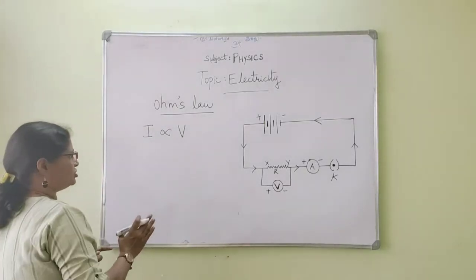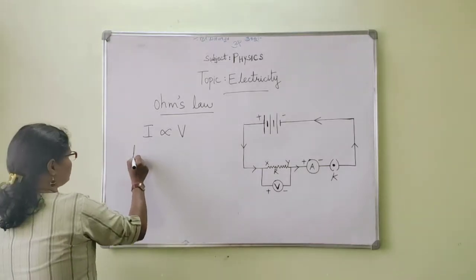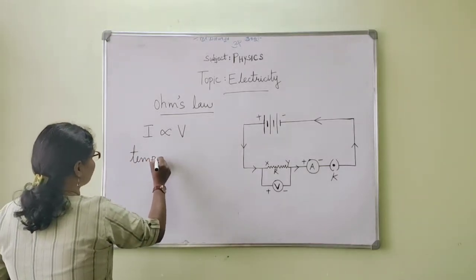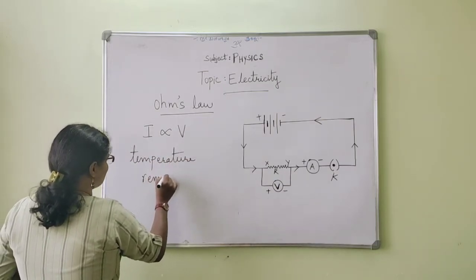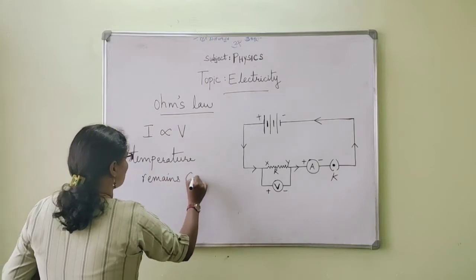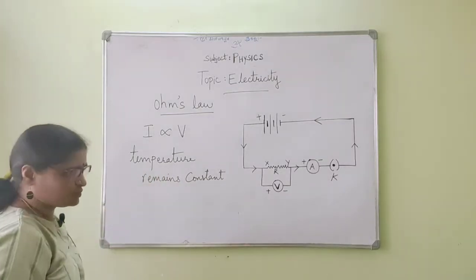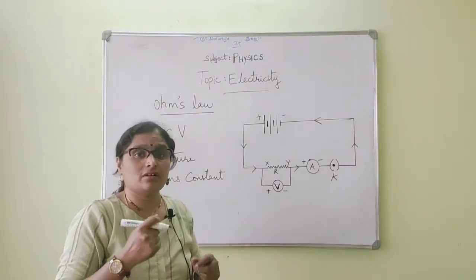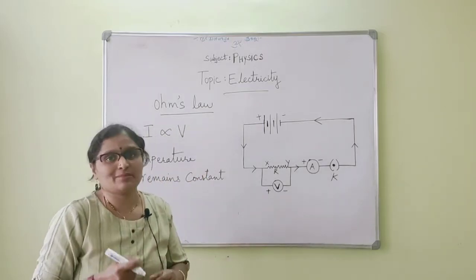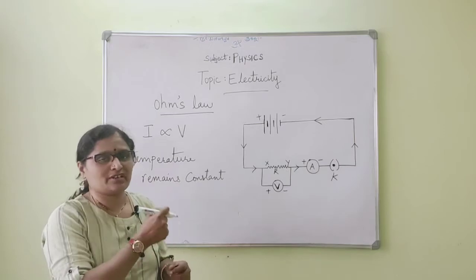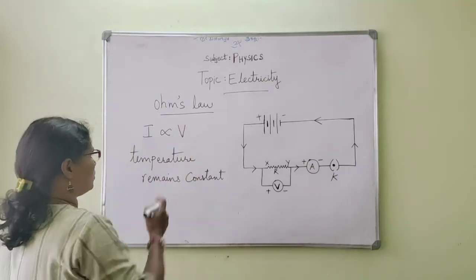But under the condition that physical conditions like temperature remain constant. Basically, this is the condition for Ohm's law. And this particular relationship between the current and potential difference was given by Georg Simon Ohm. So this particular law is named after the physicist and it is called Ohm's law.